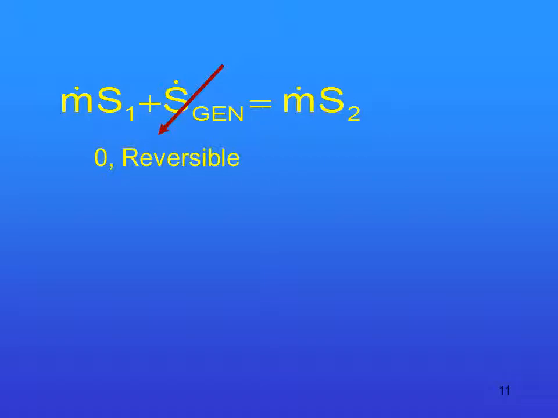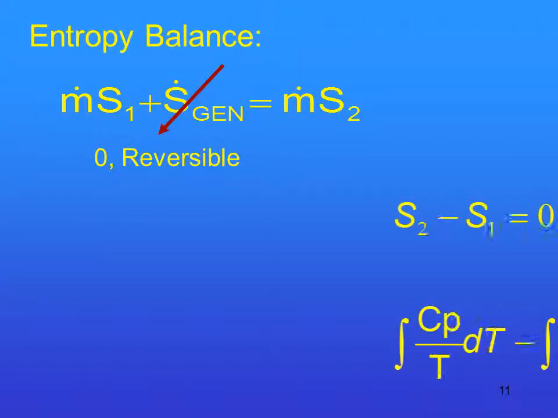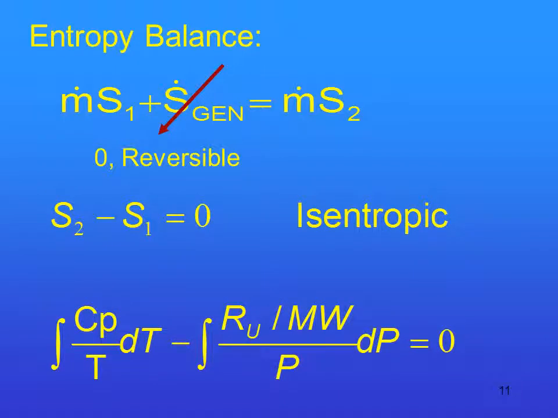Why is there nothing accumulated? In equals out. Nothing accumulated. We're assuming that it is at steady state. And if it's steady state, the accumulation term goes to 0. There's no increase or decrease of the entropy in the system. Just what goes in, goes out. Steady state. That's our entropy balance. So S2 minus S1 equals 0. We have an isentropic process.